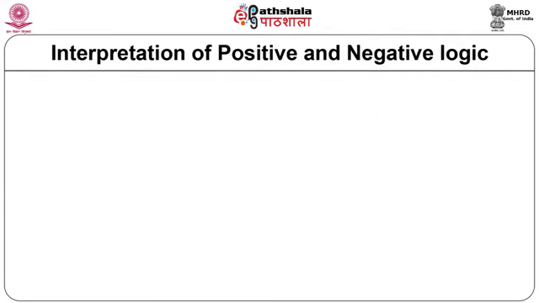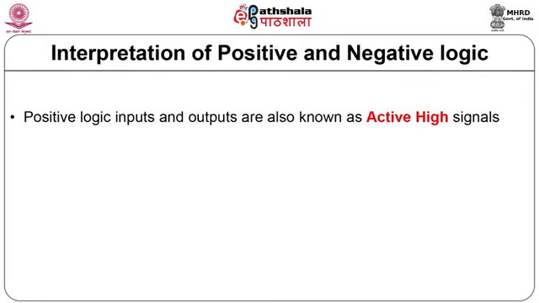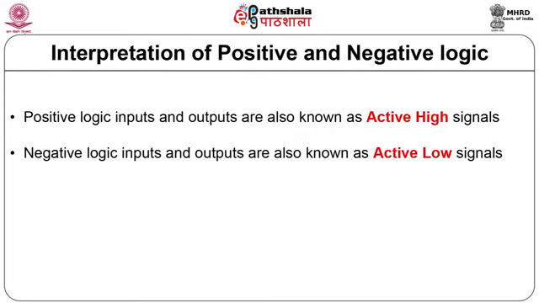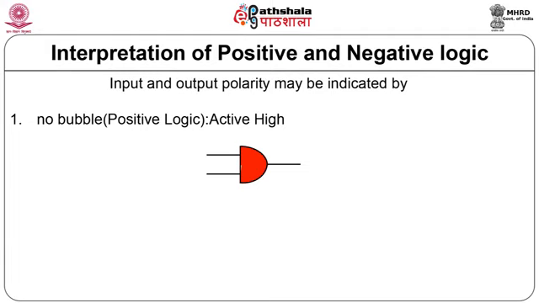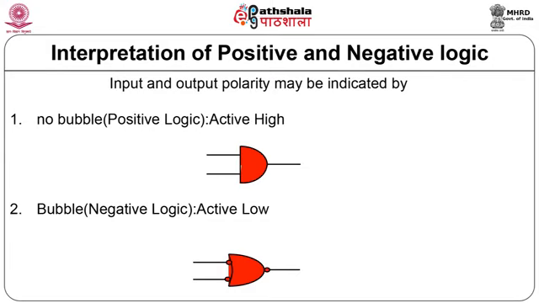Interpretation of positive and negative logic. Positive logic inputs and outputs are referred to as active high signals, and negative logic inputs and output signals are referred to as active low signals. So, in circuits, they are interpreted as no bubble for the positive logic, that is active high, at the input or outputs, and bubbles at the input and output for the negative logic, which is referred to as active low.